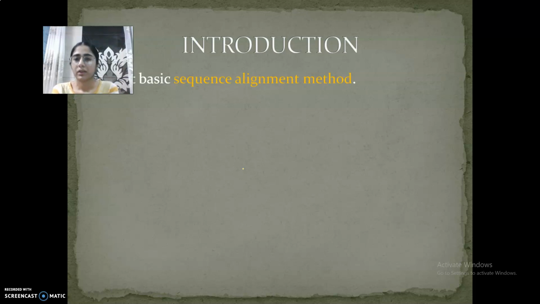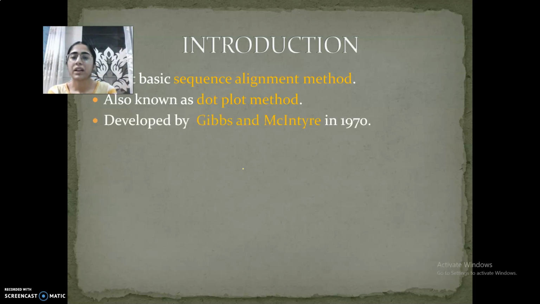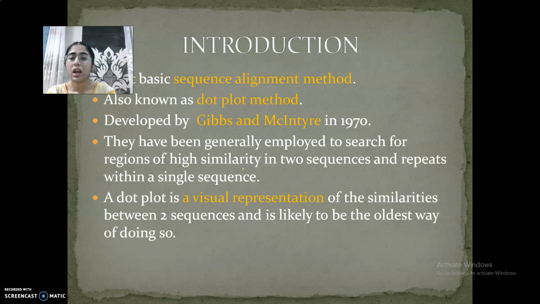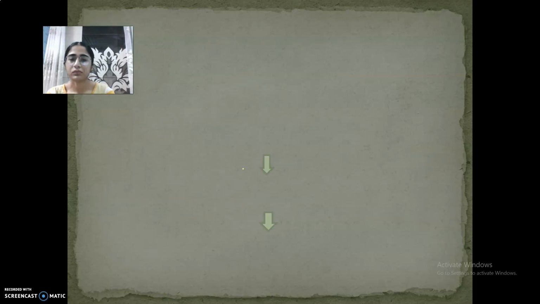Dot matrix method is the most basic sequence alignment method, also known as dot plot method, developed by Gibbs and McIntyre in 1970. They have been generally employed to search for regions of high similarity in two sequences and repeats within a single sequence. A dot plot is a visual representation of the similarities between two sequences and is likely to be the oldest way of doing so.